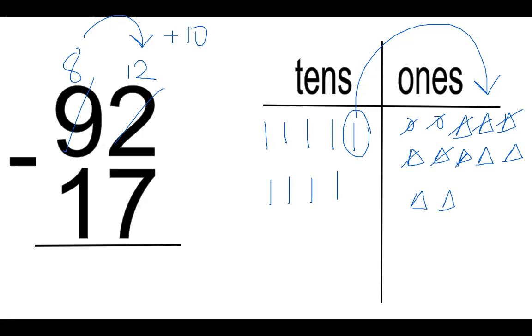Oopsie, I almost went one too many. 1, 2, 3, 4, 5, 6, 7. How many do I have left? 5. Now I'm going to be taking 10 from 80. How many 10s do I have left? 1, 2, 3, 4, 5, 6, 7. Your answer is 75.